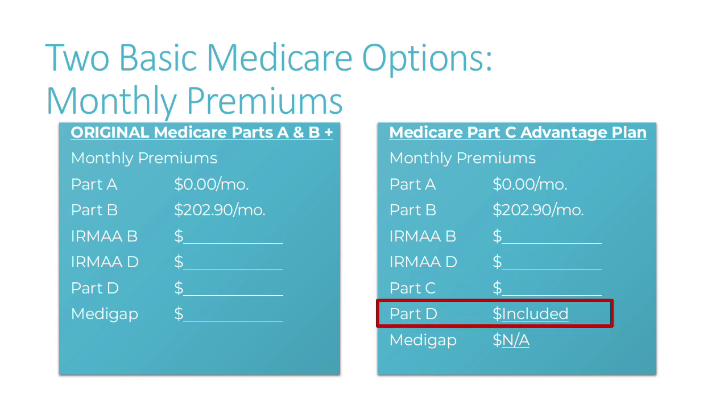Next, Part D prescription drug plan premiums. There are no separate monthly premiums. They are included in the Advantage plans. Finally, Medicare supplements or Medigap plans. There are no premiums. It's illegal to have a Medigap plan plus an Advantage plan at the same time.